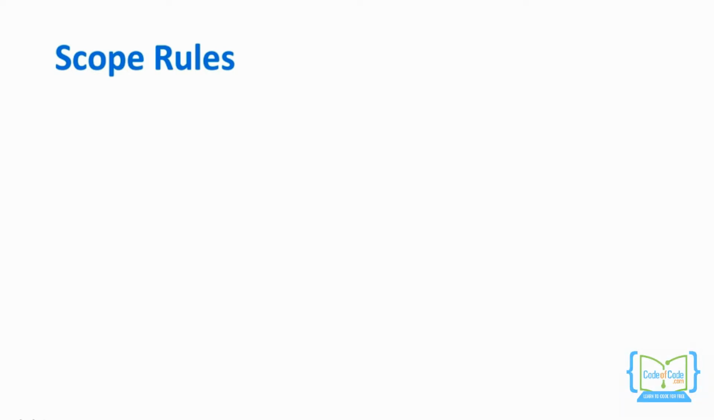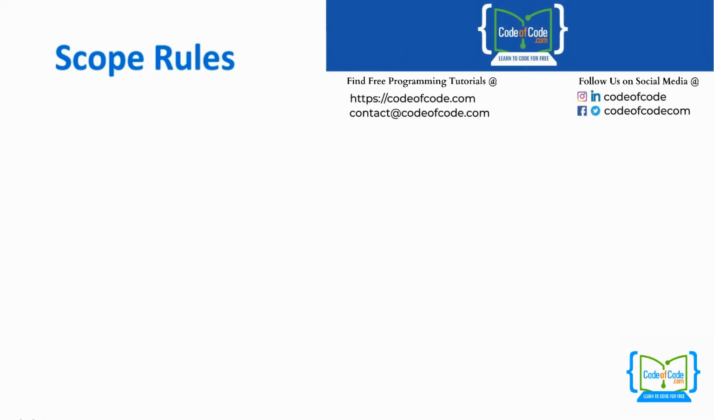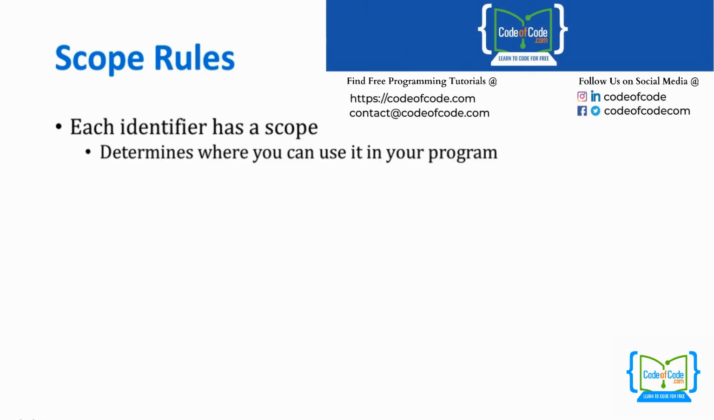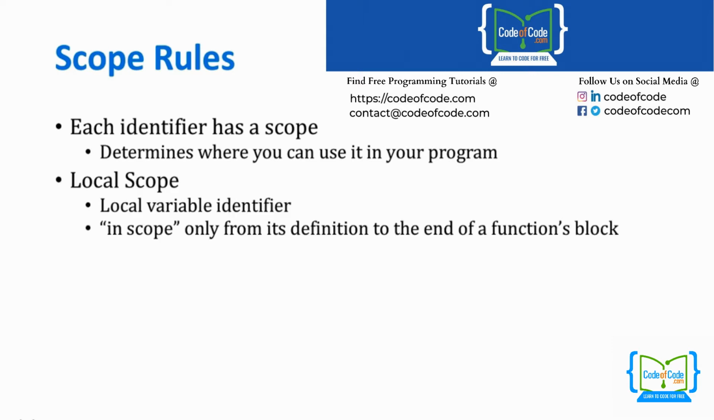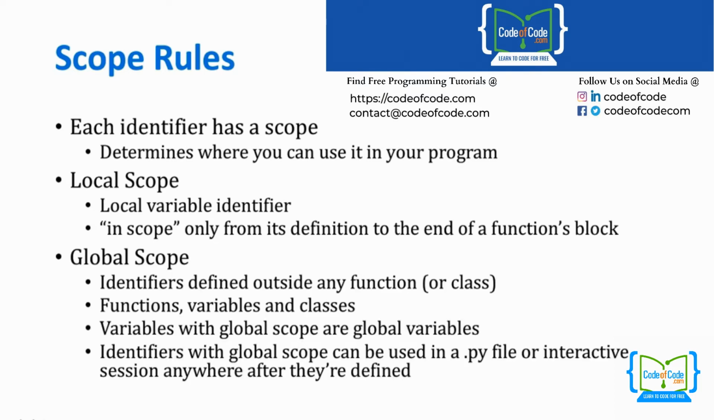In this video, I'd like to talk a little bit about Python's scope rules. Now, if you're coming from another programming language, you probably already know this, but in general, each identifier you define, whether it's a function name, a variable name, or possibly a class name, as we'll see in later lessons, has a scope associated with it that determines where in the program you are allowed to use that name. We're going to focus in this video on the local scope as well as the global scope.